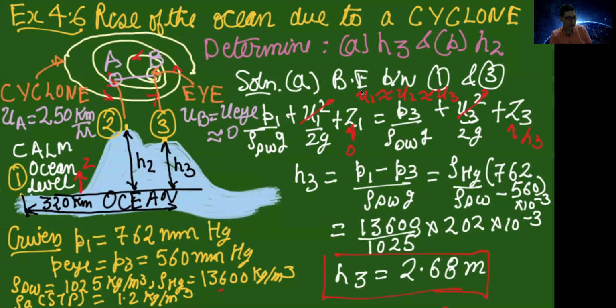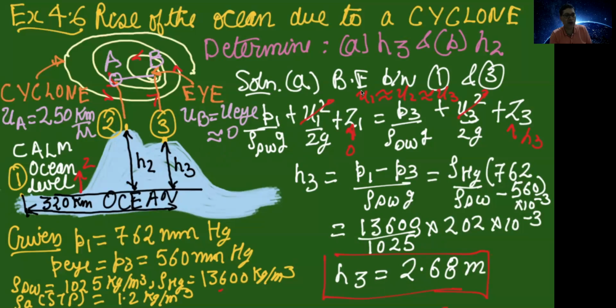If you substitute the density of mercury, that is 13,600, the density of seawater, 1,025, and the difference in the level of P1 minus P3, that is 202 multiplied by 10 to the power minus 3, it is in mm, so that's why it is 10 to the power minus 3. Finally you obtain H3 as 2.68 meters. Just imagine the height of the water column due to the low pressure somewhere in the middle of the sea. So this is the first thing.